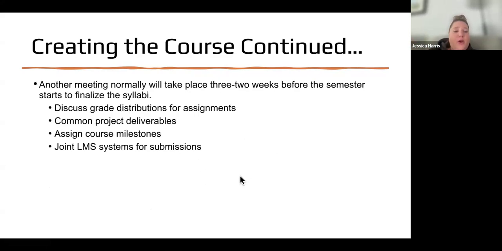We also do other meetings that take place 3 to 2 weeks before the semester, finalizing syllabi, discussing grade distributions, assigning milestones, and making sure that the joint LMS system that you're using for submissions is accurate and working. So a lot of preparation goes into that prior to the kickoff meeting that you have with the other institution.